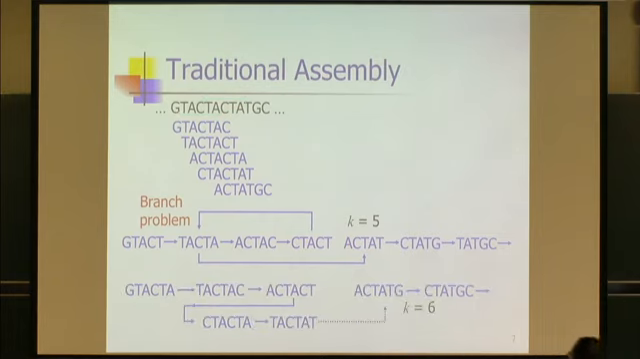What about if you look at k equal to 6? Just increase k by 1 and construct a de Bruijn graph. Now the branch is gone, because with 6 you do not find a repeat pattern of 6 in the genome. So there are no branches. But unfortunately, you can see that there's no link between these two 6-mers. This is the gap problem.